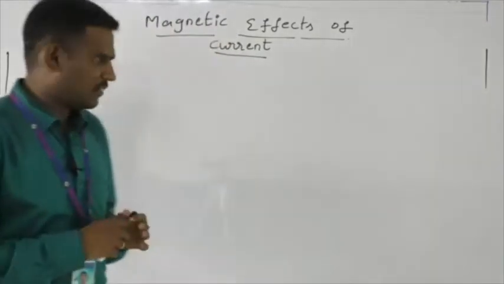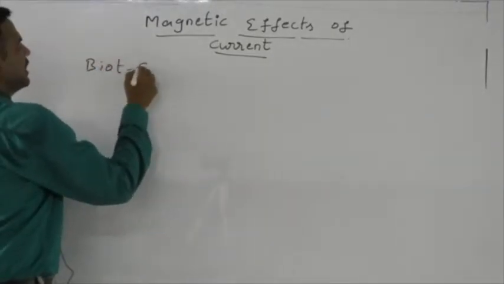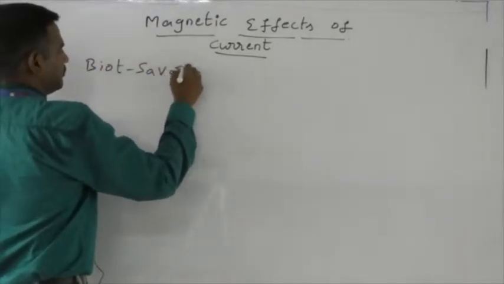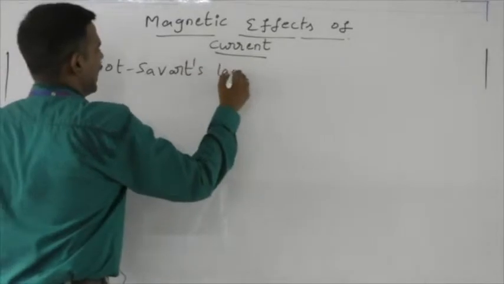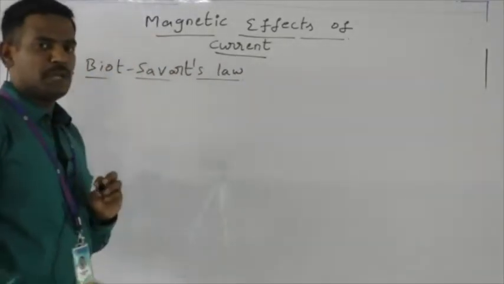We will cover all those things. Now, let me start with the Biot-Savart law. Actually, he has given this formula for finding the magnetic field intensity due to a moving charge.